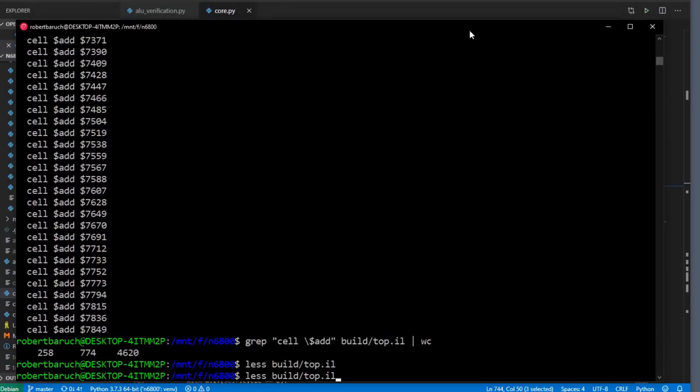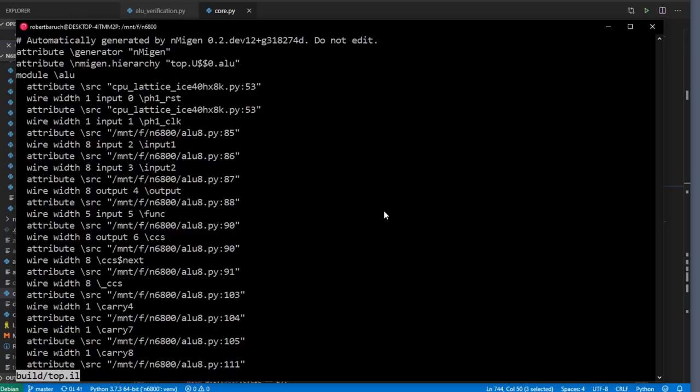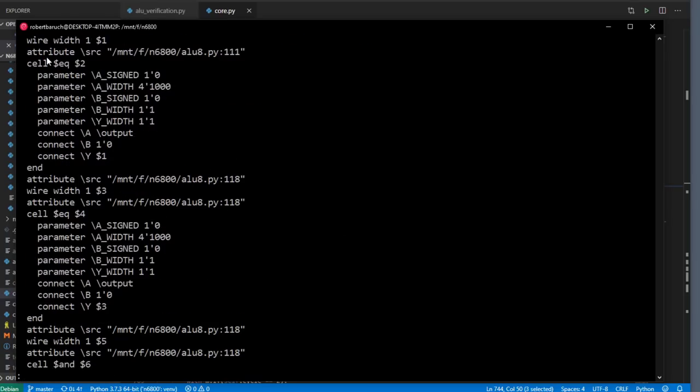The other thing that I noticed is that if I look at the intermediate language of the CPU as it gets output, the language that it uses is intermediate language, and it's based off of cells, and each cell has a function that it does, and it's got input and output parameters. So this is fairly understandable. We're doing an equate, or maybe it's just an equal, I'm not sure. The width here, you can see, is 8 bits. So A is 8 bits, B is 1 bit, and the output is 1 bit.